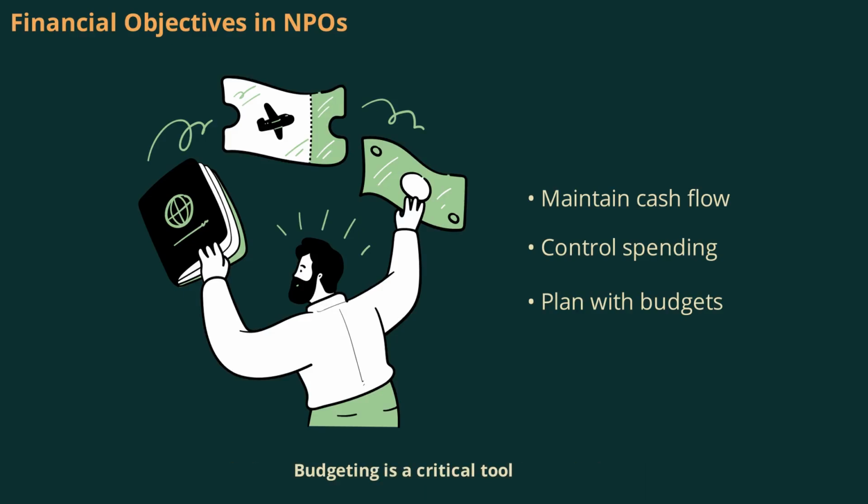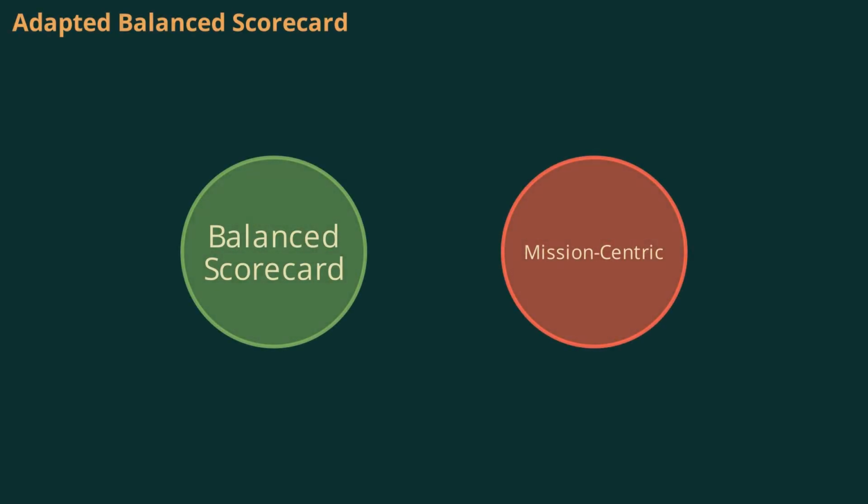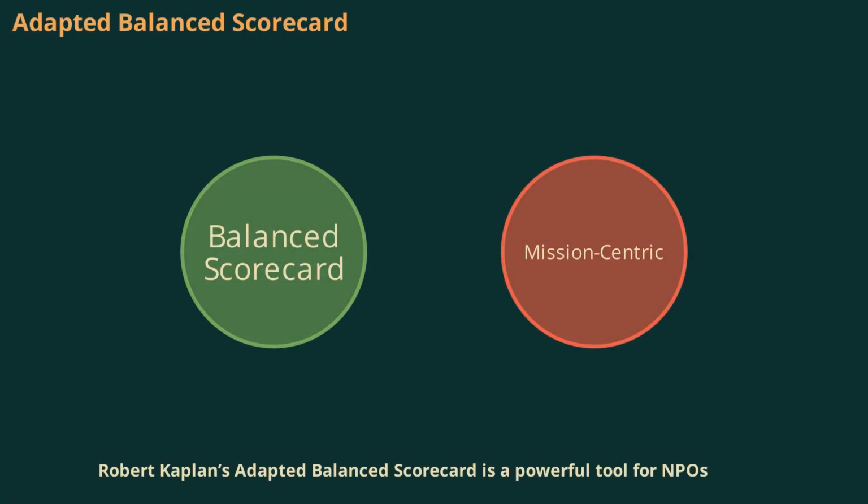Budgeting is a critical tool, helping organizations plan and control their expenditure. By maximizing net cash income and maintaining financial discipline, NPOs can sustain their operations and continue delivering value to their community. Robert Kaplan's adapted balanced scorecard is a powerful tool for NPOs.